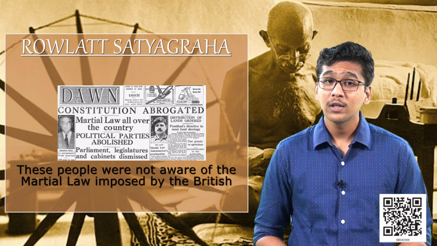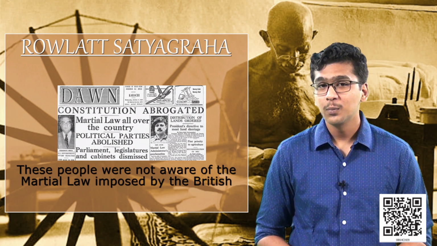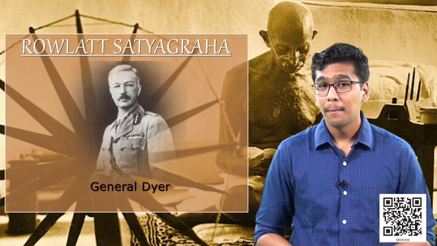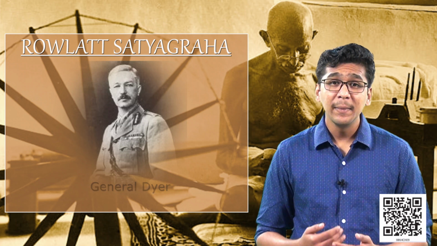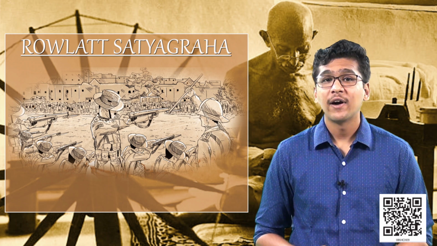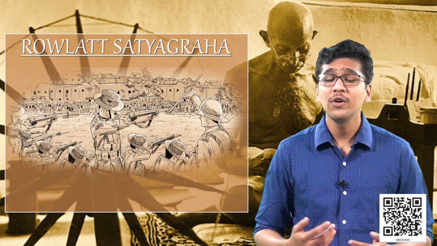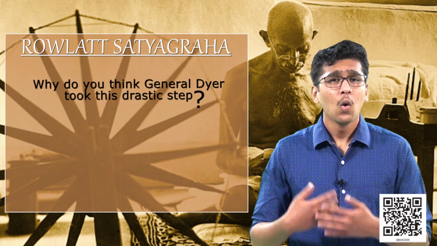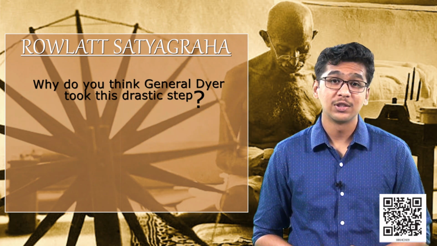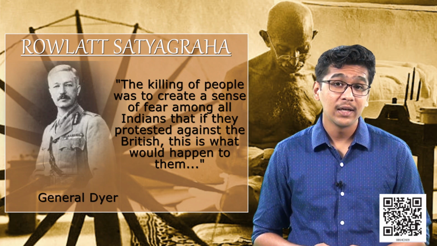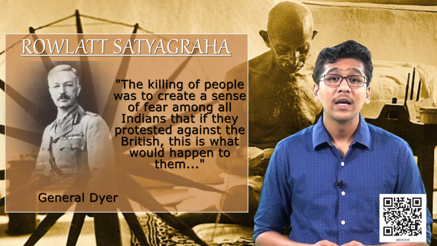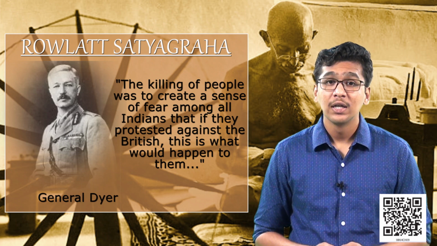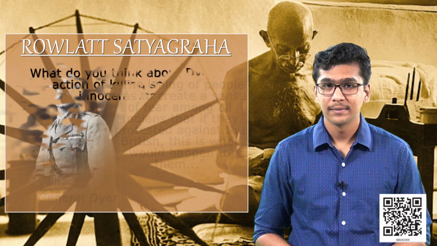These people were not aware of the martial law that was imposed by the British. When the commander, General Dyer, got to know about the gathering, he ordered the immediate closing of gates and fired bullets, killing almost everyone in the garden. Why did General Dyer take up this drastic step? He said that the killing of people at the Jallianwala Bagh was to create a sense of fear among the Indians that if they protested against the British, this is what would happen to them.